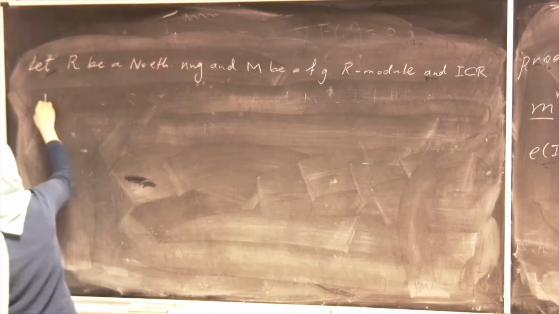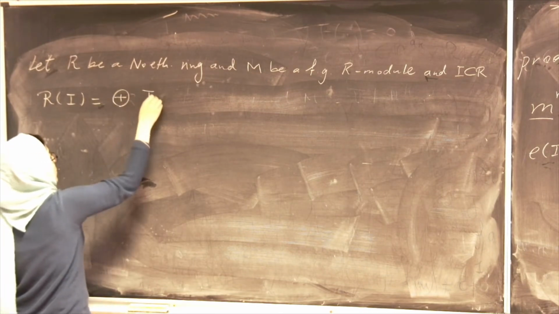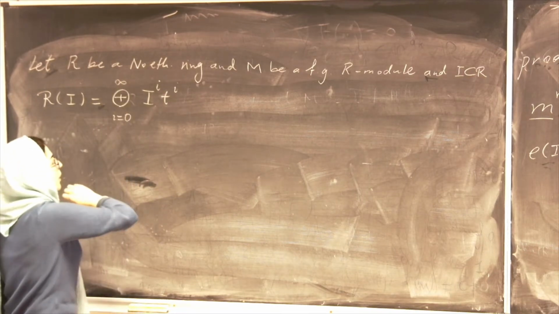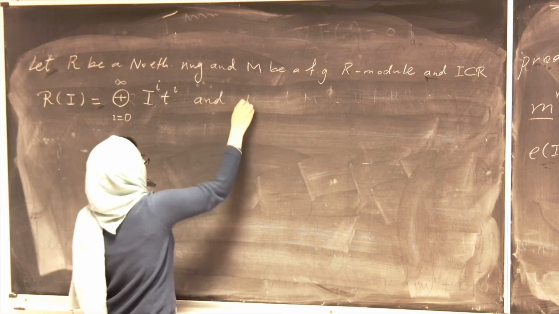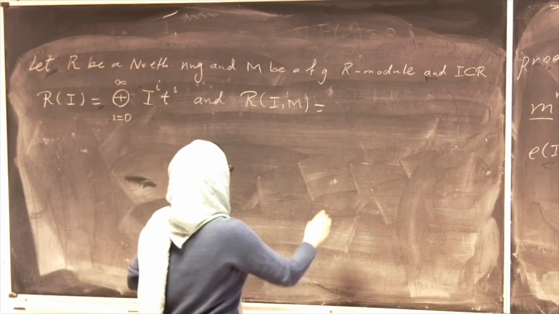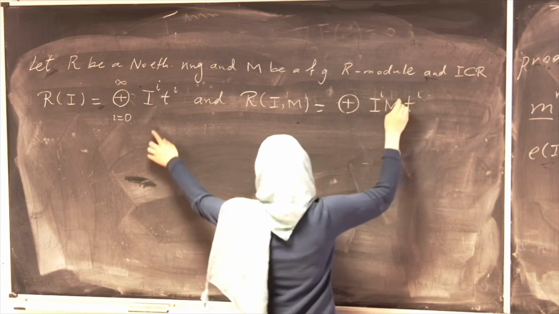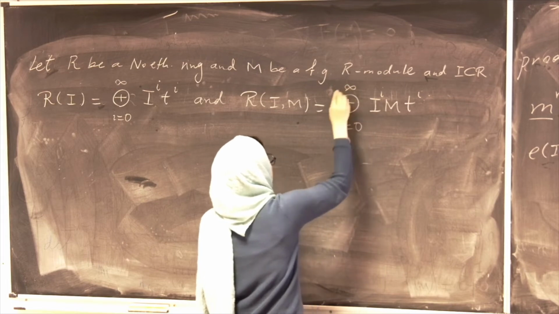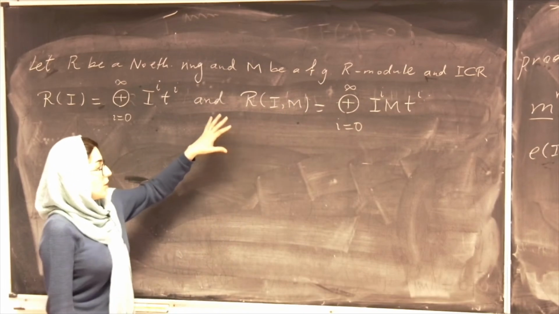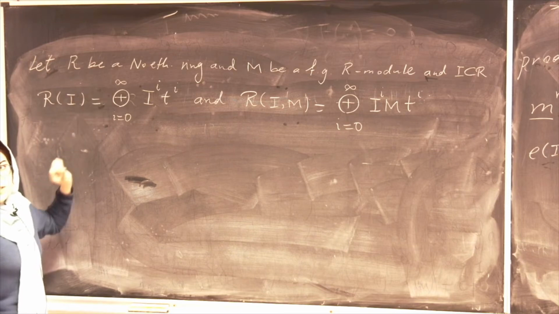Then remind that the Rees ring of I is just this graded ring, and the Rees module of M with respect to I is a graded module over this graded ring. And obviously, when M is a finitely generated R-module, this module is a finitely generated graded module over the Rees ring.